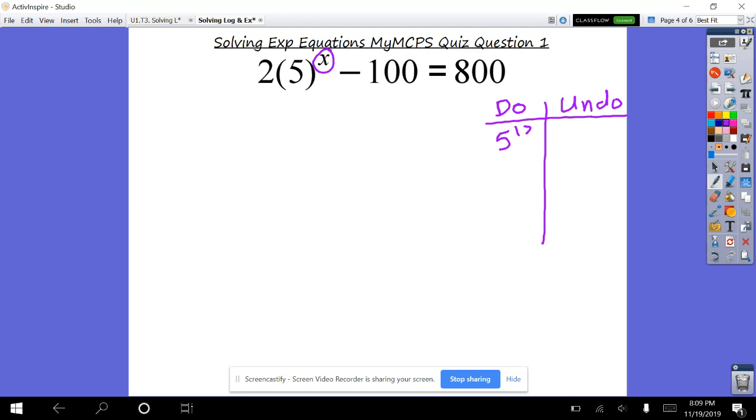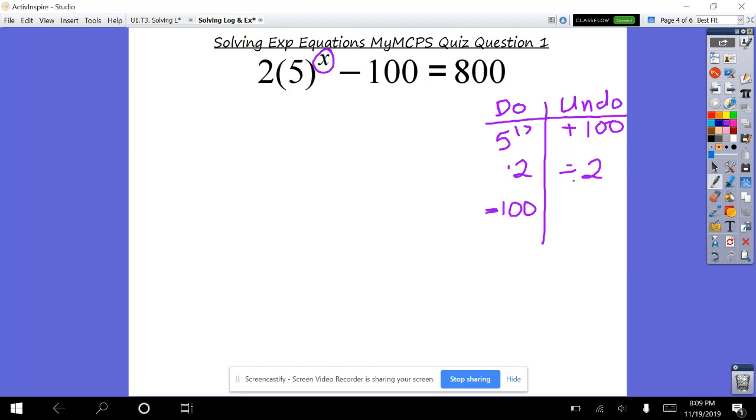So we'll just write, the first thing we would do is put whatever our x is into the exponent of 5. Now we just have to multiply by 2 and subtract 100. Multiplying comes before subtracting, so multiply by 2 and then subtract 100. To undo those steps, the first thing we would do is add 100. The second thing we would do is divide by 2. And then again, this is the weird part.